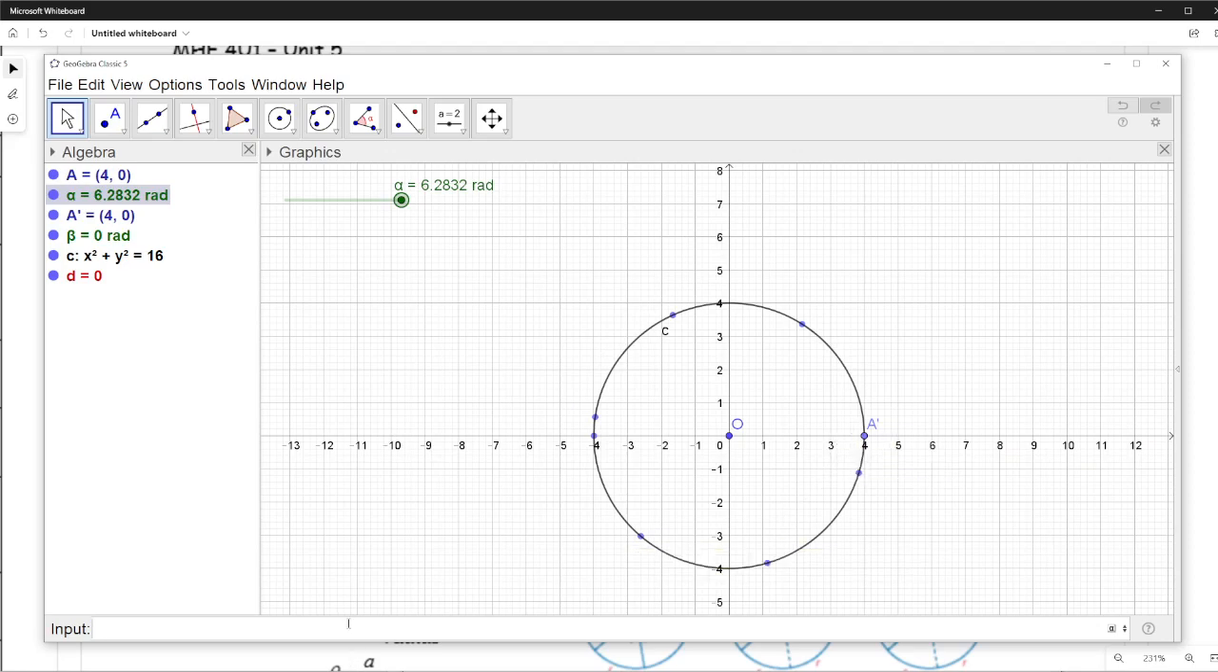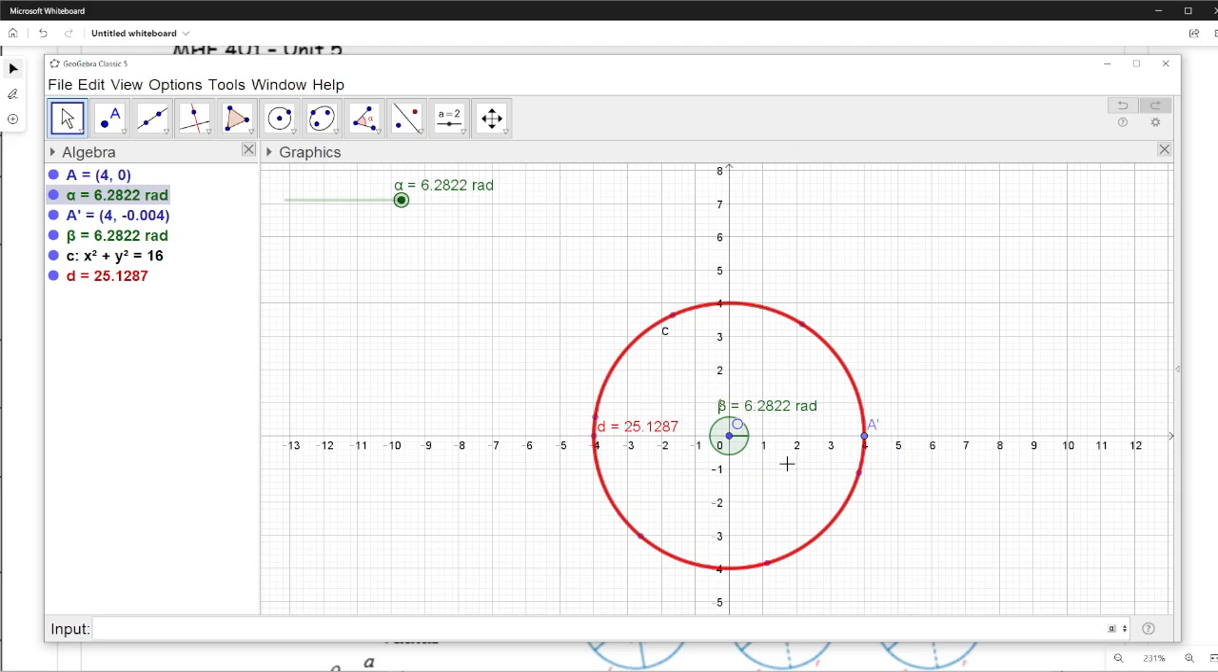So let's make alpha 2 pi minus 0.001, right? We'll just make it really close to 2 pi. And you can see that now it's a complete revolution of the circle. So what you used to think about as 360 degrees, which is the way that you could go all the way around the circle, we can now think of as 2 pi radians.